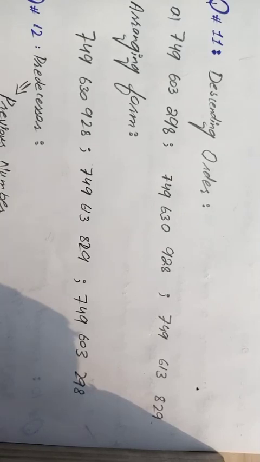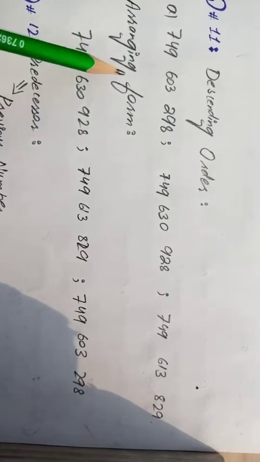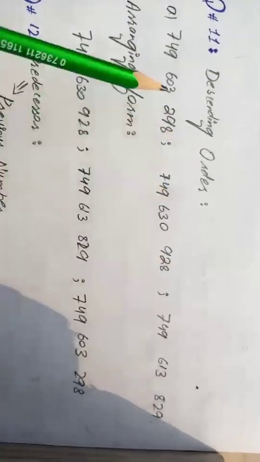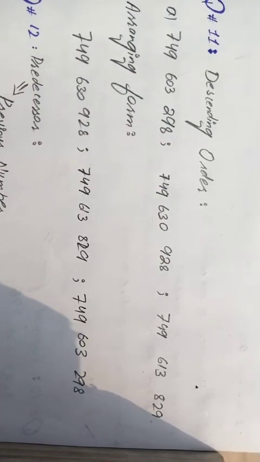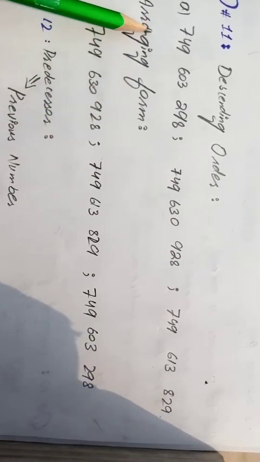Now question number 11, descending order. Arrange the following numbers in descending order. As we know, descending order means largest to smallest. So this means that we arrange the numbers from largest to smallest. So let's see the numbers.